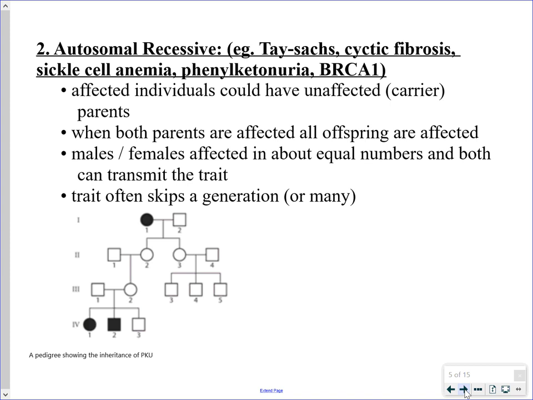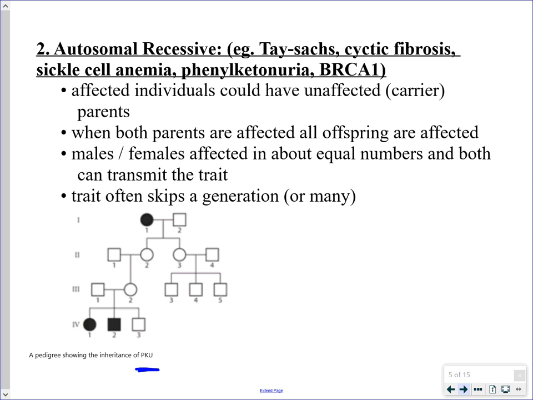So if we go from that and take a look at this one here, this one is, again, autosomal. It's on chromosomes 1 through 22, talking about humans. This condition is PKU, which stands for phenylketonuria. I give you several other examples here for human conditions that are autosomal recessive.